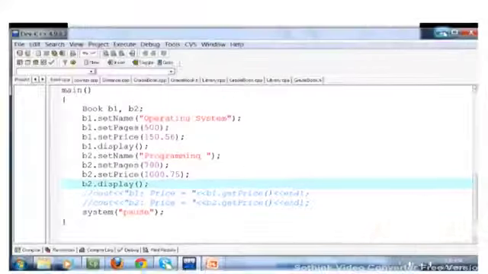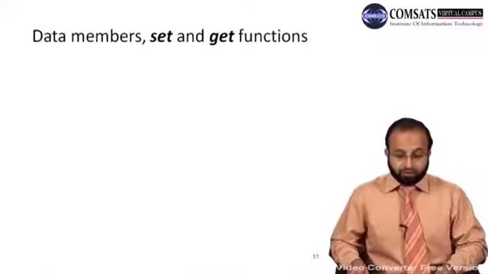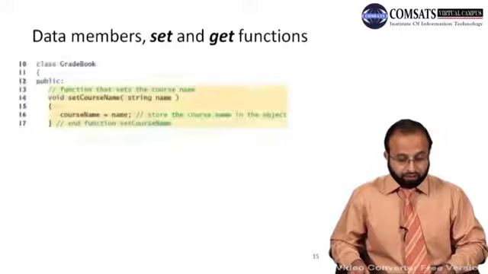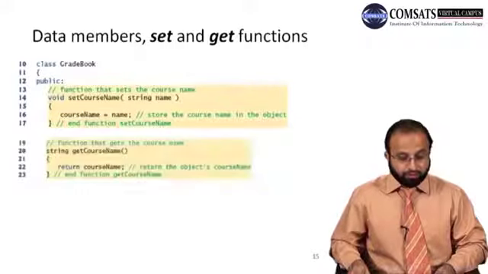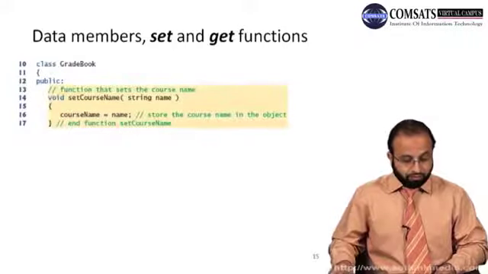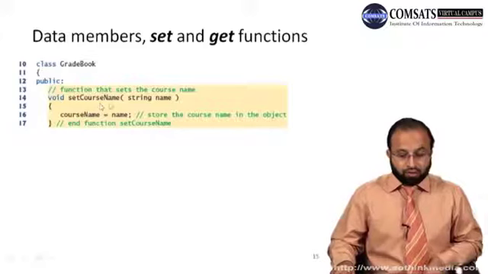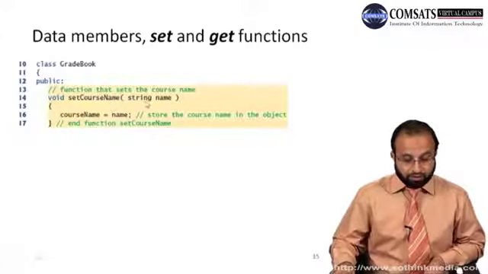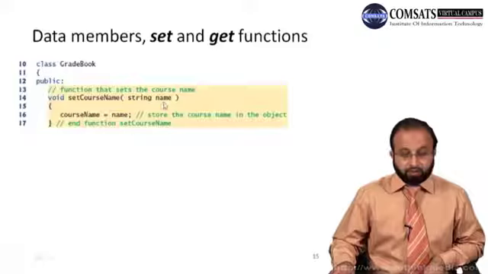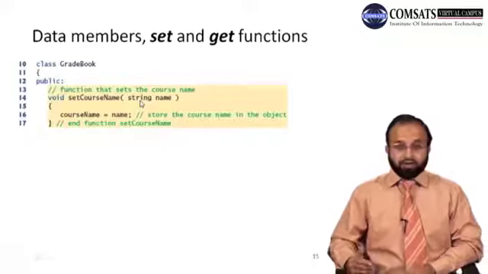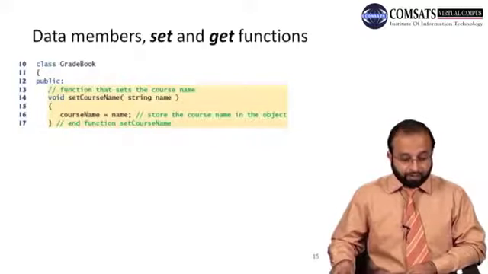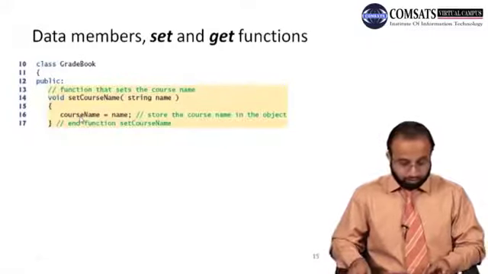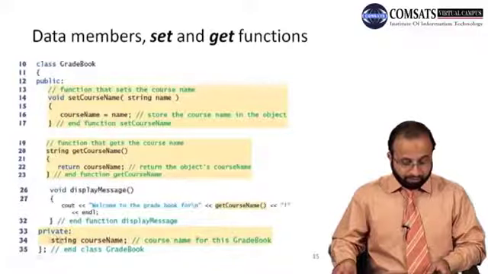Okay, let's go to the slide. Data member set and get function. Now you have the idea of getter and setter function. So this is our grad book class. Another example. So we have a function set course name. Now this function, you're passing an object of type string to that function, right? And what is the string? String class is provided by the standard C++ library, and then you are assigning this string value to the course name. And what is the course name? Course name is actually the private data member of this class whose type is string.